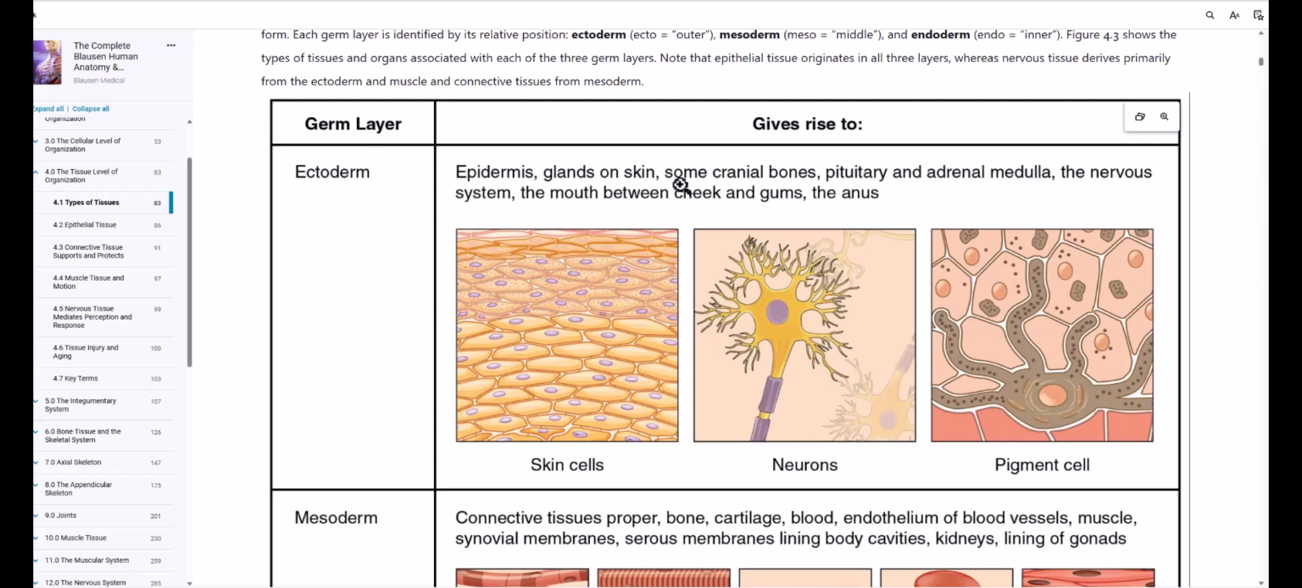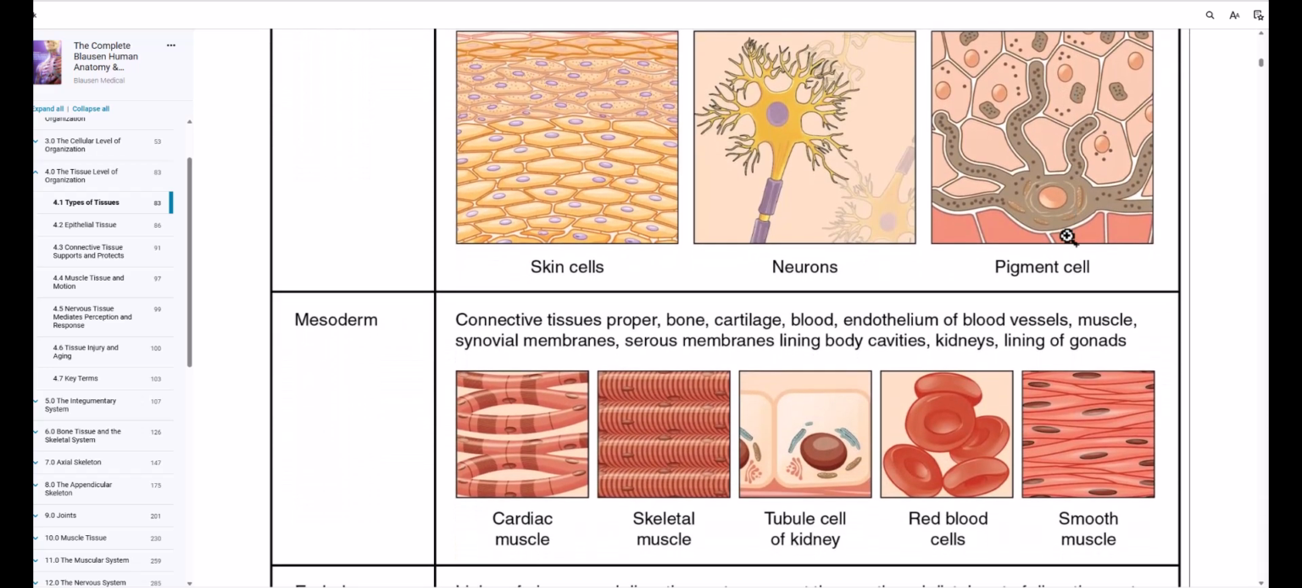Notice there are other things in here, but I want you to know that the ectoderm goes on to form the outer layer of your body, the epidermis, as well as your nervous system. The other things you can skip, not worry about.